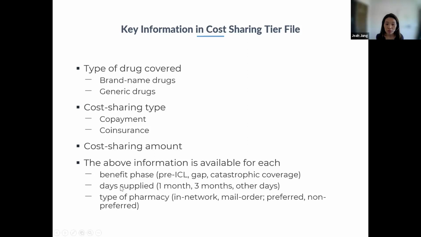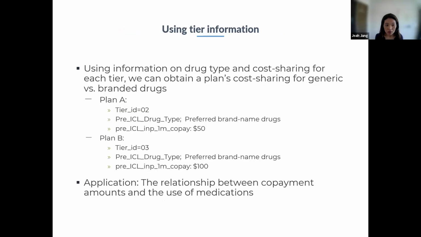also this tier information, the cost sharing particularly, differs based on the days supplied. If you are filling 1 month or 3 months or other days, and also type of pharmacy, whether the pharmacy is in network, or it was a mail order, or it's a preferred pharmacy or a non-preferred pharmacy, you receive different types of cost sharing. So this is a master file if you are interested in cost sharing.